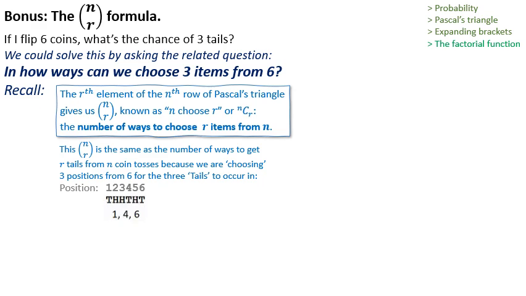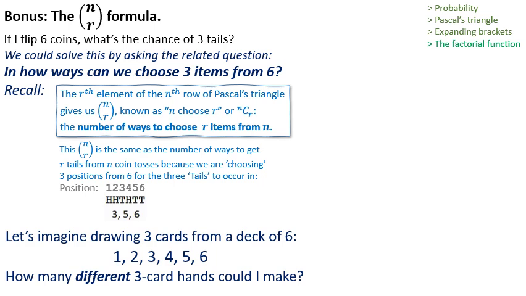If we're trying to find out how many different ways there are to get 3 tails when you flip a coin 6 times, that's effectively the same as saying I've got 3 tails and 3 heads and I want to shuffle them around. I want to move them into different places. So really the question is, which 3 positions will the tails be in? Will they be in positions 1, 4 and 6, or will they be in positions 1, 3 and 5? And how many different ways are there for them to be in 3 positions?